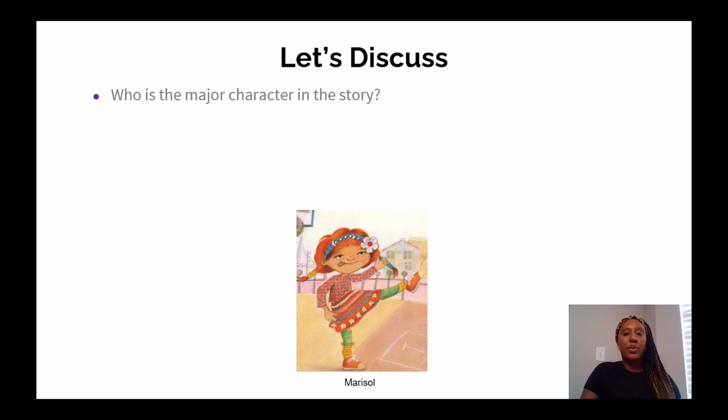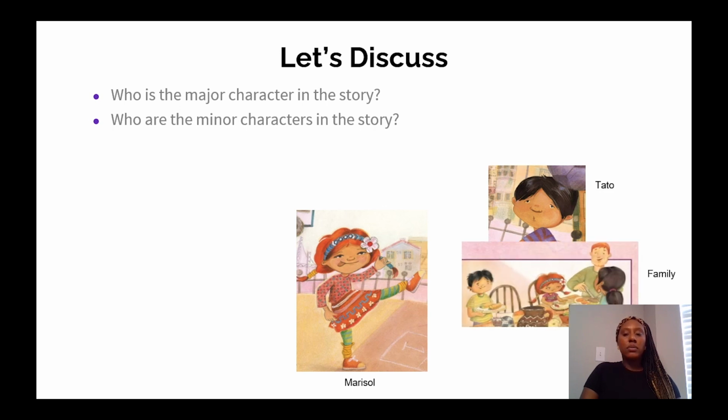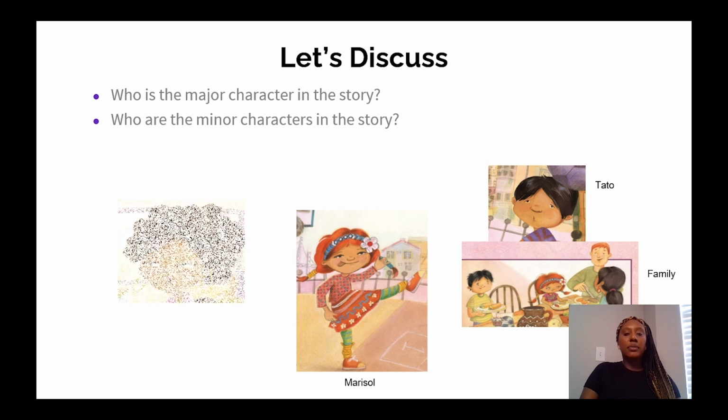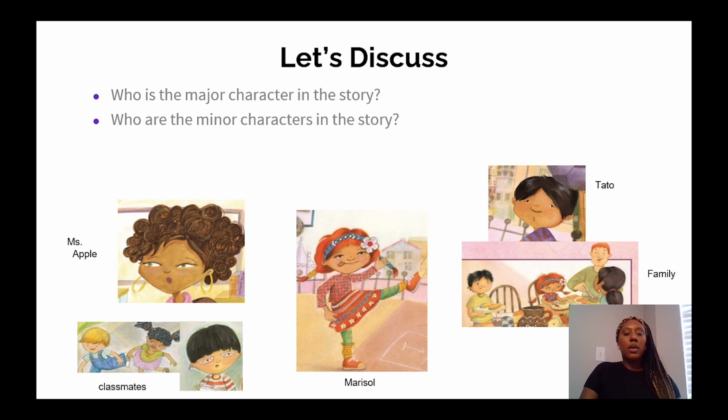So when we have a major character, we also have minor characters. Who are some of the minor characters that Marisol interacted with in this story? We had her cousin Tato, her family, Miss Apple, and her classmates.